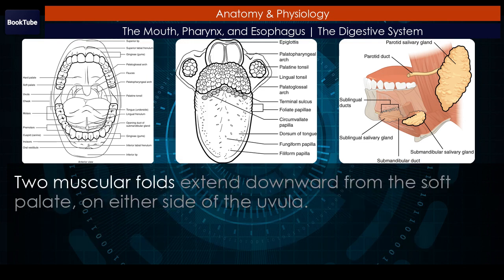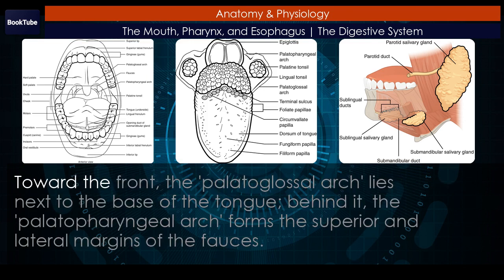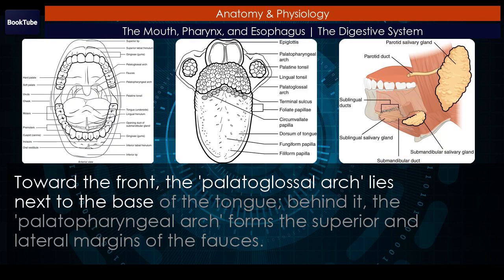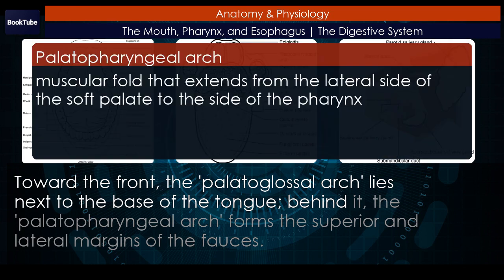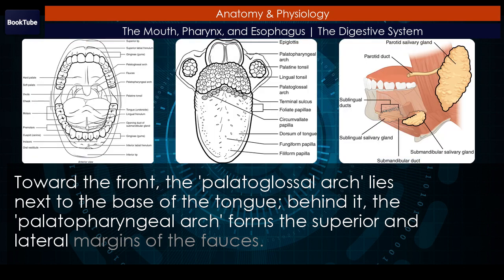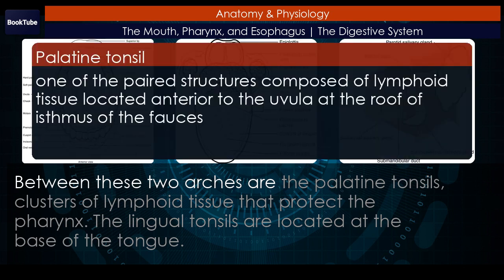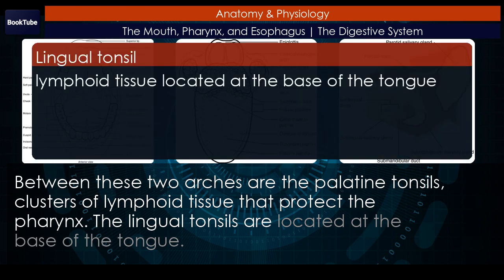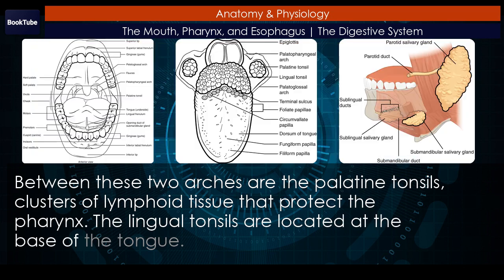Two muscular folds extend downward from the soft palate, on either side of the uvula. Toward the front, the palatoglossal arch lies next to the base of the tongue. Behind it, the palatopharyngeal arch forms the superior and lateral margins of the fauces. Between these two arches are the palatine tonsils, clusters of lymphoid tissue that protect the pharynx. The lingual tonsils are located at the base of the tongue.